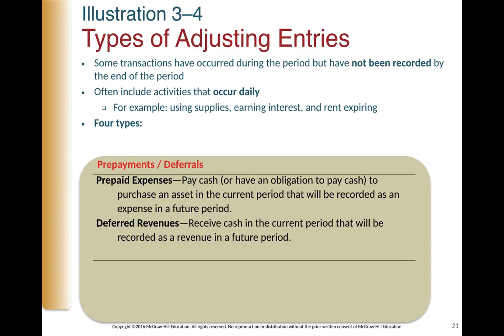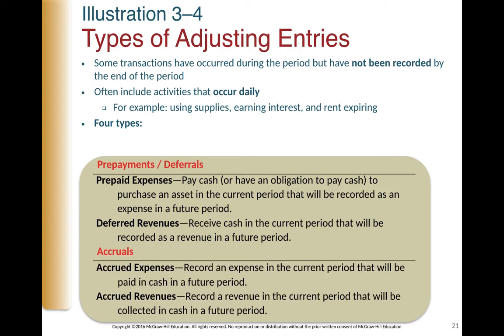Deferred revenues, we receive cash in the current period that will be recorded as a revenue in a future period. And we've talked about that a few times. And then accruals, we've got accrued expenses, where we record an expense in the current period that will be paid in cash in a future period. So we use utilities today, but I don't get the bill until next month, but I want to show the expense of utilities used in my current period to match up with the revenue that it helped generate.